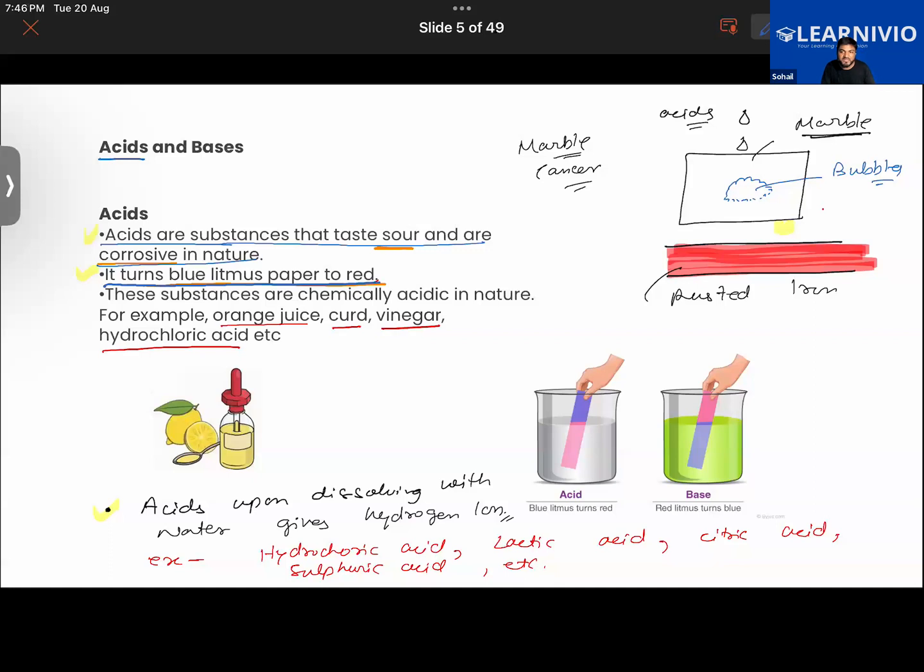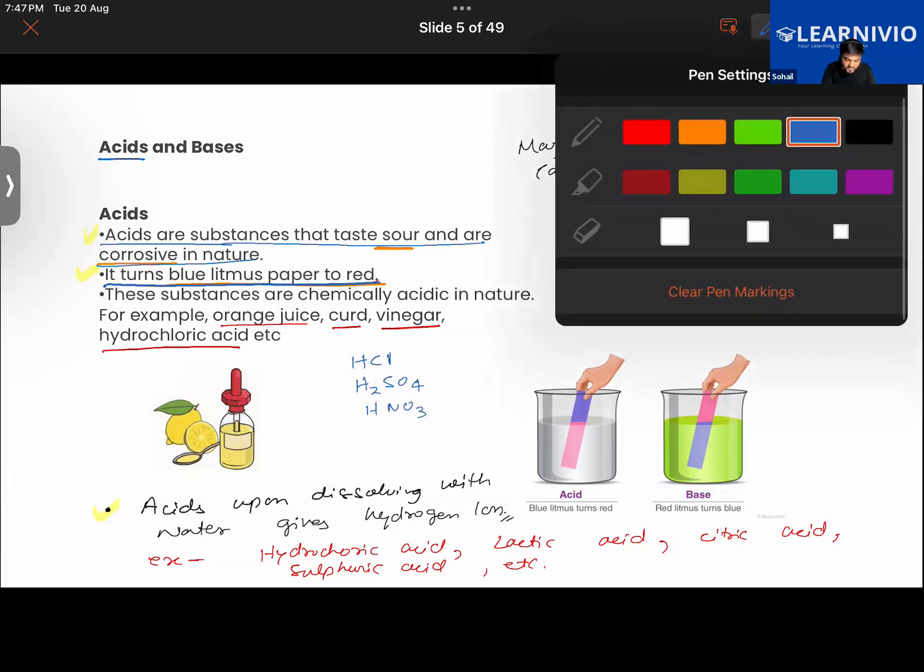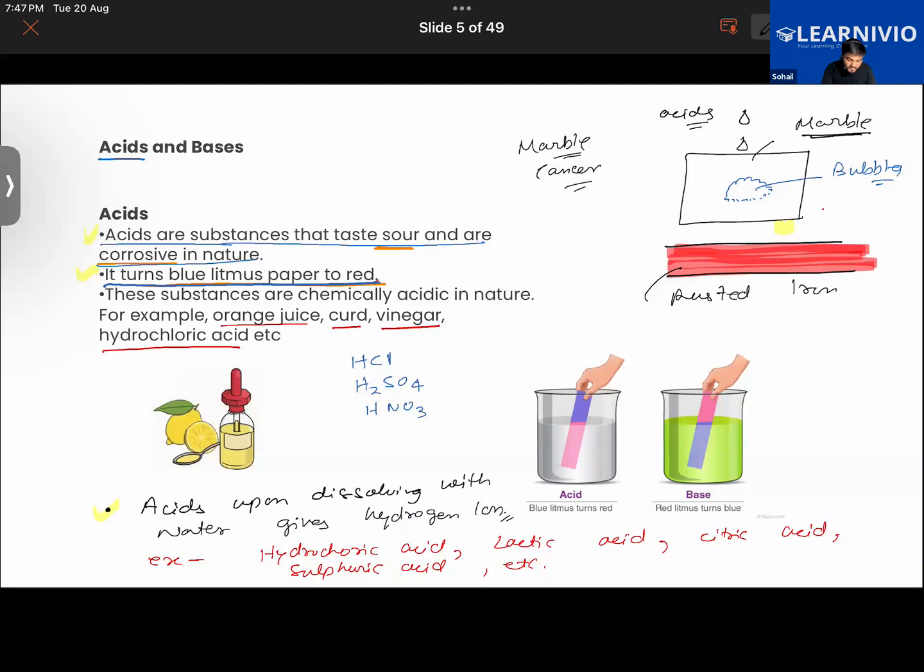We have several examples of acids. Like you have hydrochloric acid, that is HCl. You have sulfuric acid, that is H2SO4. You have nitric acid, HNO3. What do all of them have in common? They all have hydrogen in common. H here stands for hydrogen.